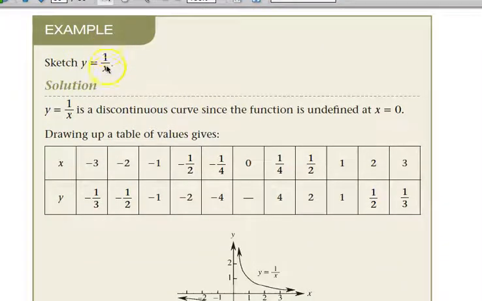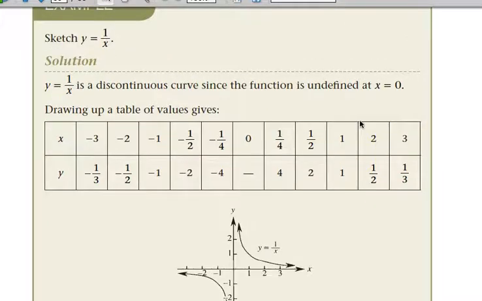For example, sketching y equals 1 on x. We look at it and we know straight away that x can't equal 0. So we already know that the domain will be all real x, x is not equal to 0, because you're not allowed to have x equals 0 because it's on the denominator. So y equals 1 on x is a discontinuous curve since the function is undefined at x is 0.